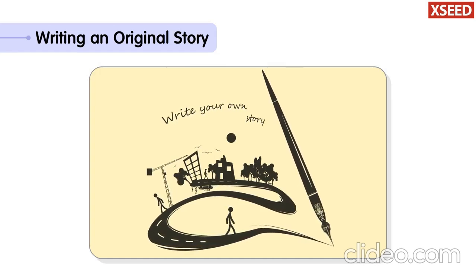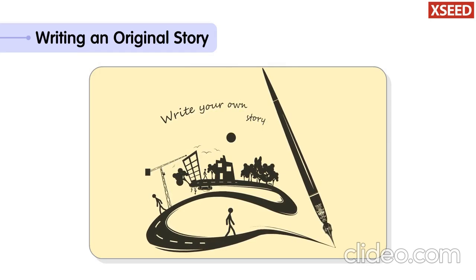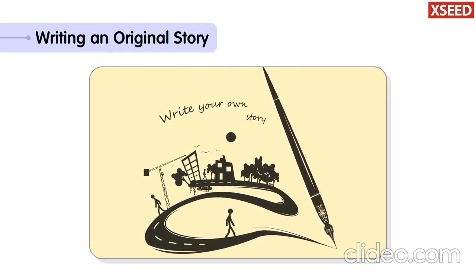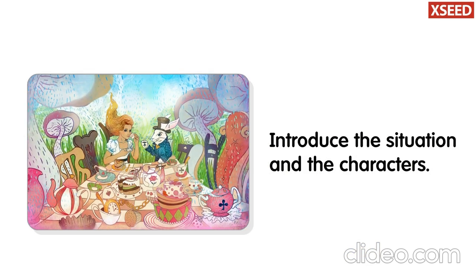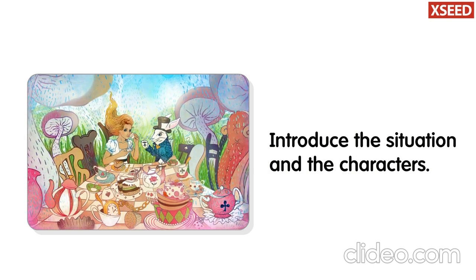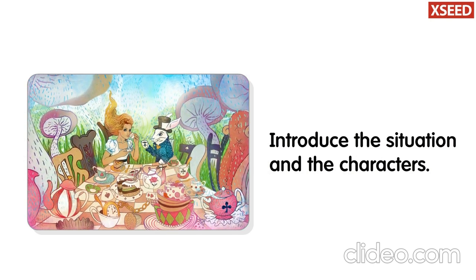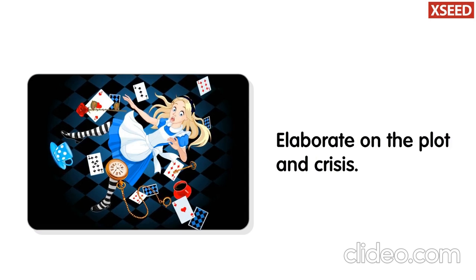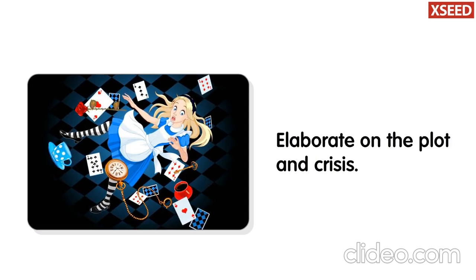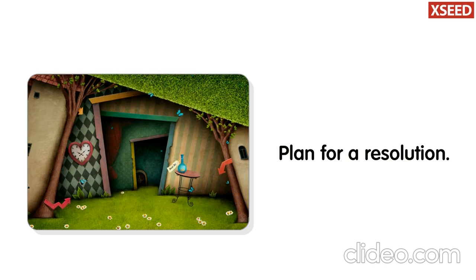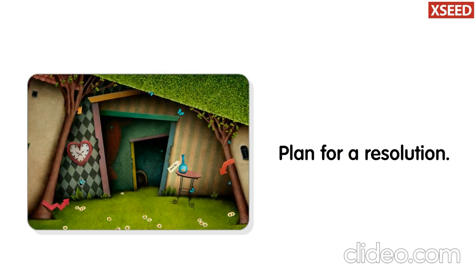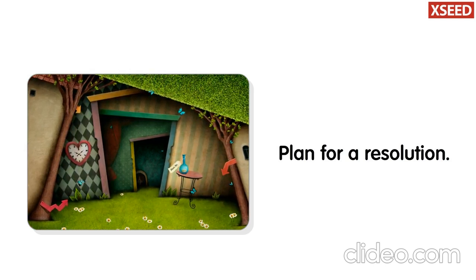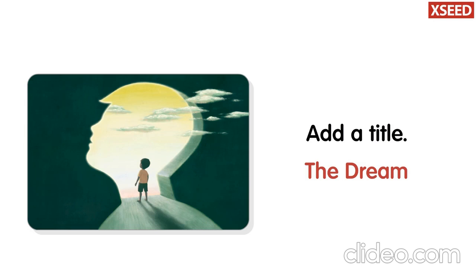It is important to keep in mind the structure of a narrative. We need to establish the main idea of the story and the characters in the introduction. Then, we elaborate on the plot and the crisis. We also need a plan to find a resolution for the crisis. Now, give a fitting title to your story.